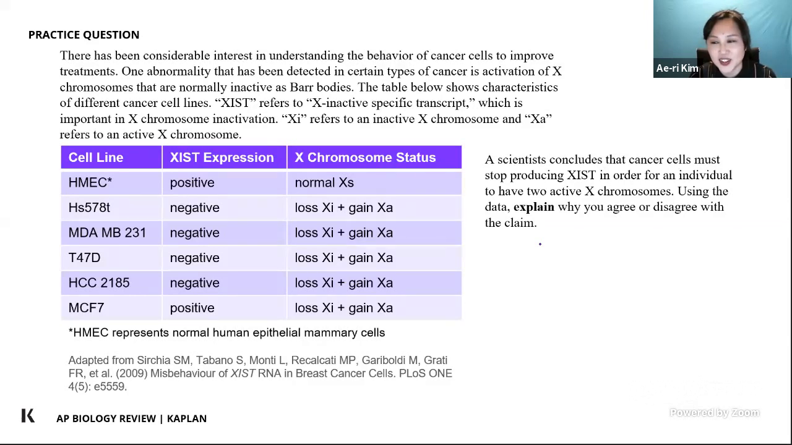Nice. Okay, so here's one thing to point out. Scientists conclude that cancer cells must is a really firm, strong word. That means that every single cancer cell has to have the same response. Every single cancer cell has to have the same response. They have to stop producing XIST in order for you to have two active chromosomes. But, oh, see, Grace, you see it now, don't you? Tell me why that can't be true. Yeah, it must stop, every single one.